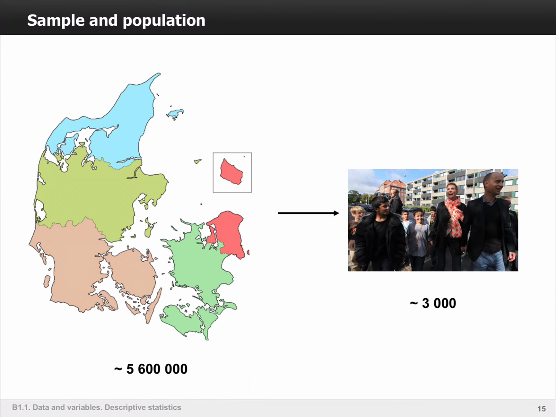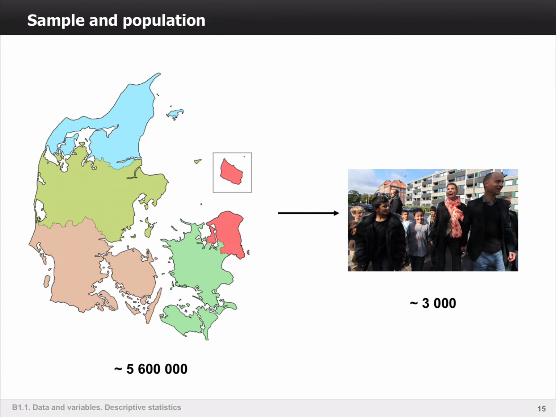Okay. For example, in Denmark, we have about 6 million people in the country. Let's say 4 million can vote. And you can ask several thousand people in different cities. Of course, the sample should be good enough. We will discuss that. And then you can predict the results of the elections before the official announcement.